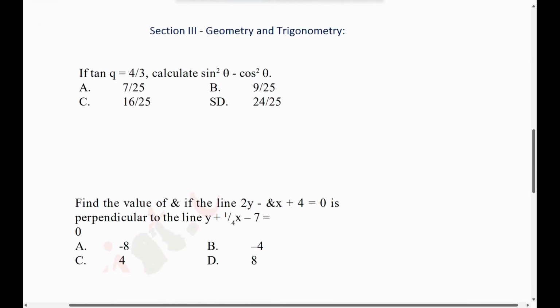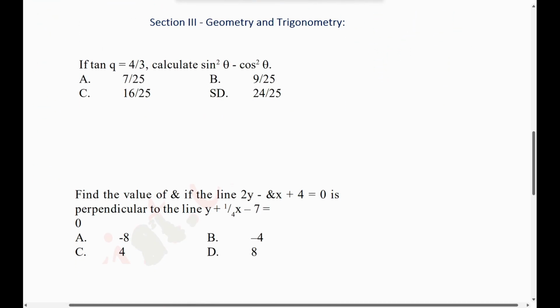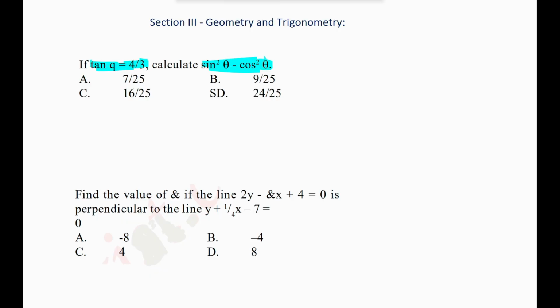Okay, now we have the geometry and trigonometry section. The first question here says, if tan Q, I think they meant tan theta, is 4 over 3, calculate sine squared theta plus cos squared theta. All right, this is very straightforward. Tan theta is equal to 4 over 3. So now you need to remember your trigonometry. We're going to draw a triangle.